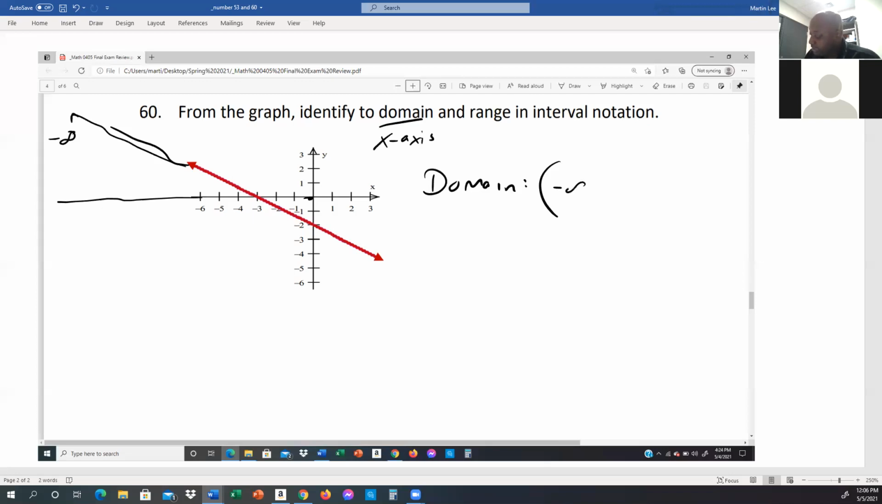So domain, negative infinity, comma. If I start at my origin and go to the right in the positive x direction, as I continue going, since this is an arrow, this continues going all the way to infinity. So my domain is from negative infinity to positive infinity.